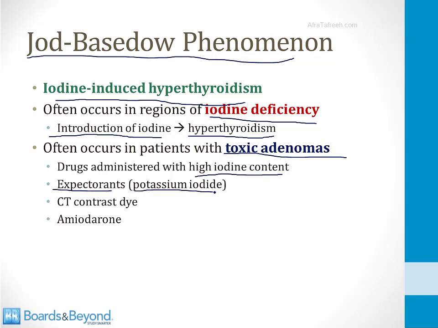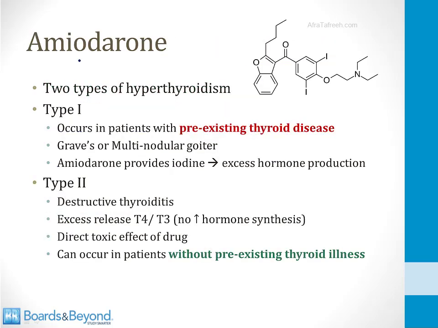In addition, contrast dye used for CAT scans also contains lots of iodine. So if you administer any of these things to patients who have a toxic adenoma, the toxic adenoma can suddenly produce an excessive amount of thyroid hormone and the patient can develop hyperthyroidism. So that's a nice segue into the drug amiodarone, which we'll talk about now.